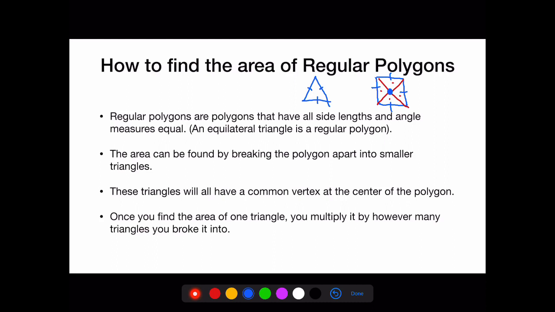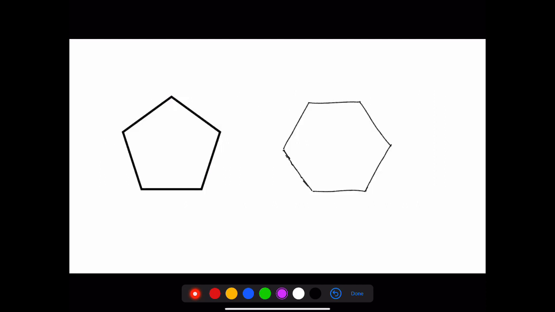So if I find the area, for instance, of this purple triangle right here, then all I need to do is multiply it by, we have 1, 2, 3, 4 triangles. So I'd multiply the area of this triangle by 4, and I have the area of the entire polygon. Now, of course, we know for a square it's just base times height. But once we get into 5 sides, 6 sides, 7 sides, that's all going to change. So let's go ahead and try this out.